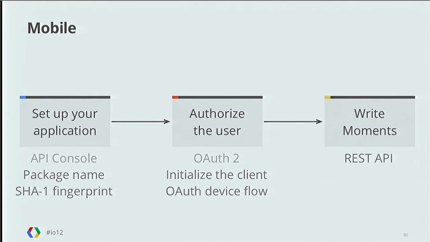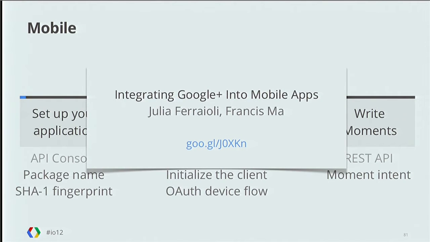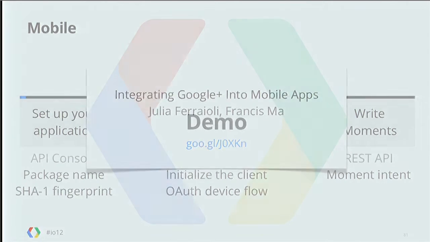Next, we want to initialize the client and the OAuth device flow, and we do that in code in the application. And finally, on Android, to submit a moment, you just fire up an intent and use that to submit a moment. Now, for more information and a look at this code, you should go to the Integrating Google Plus into Mobile Apps session. You can find that on that link.